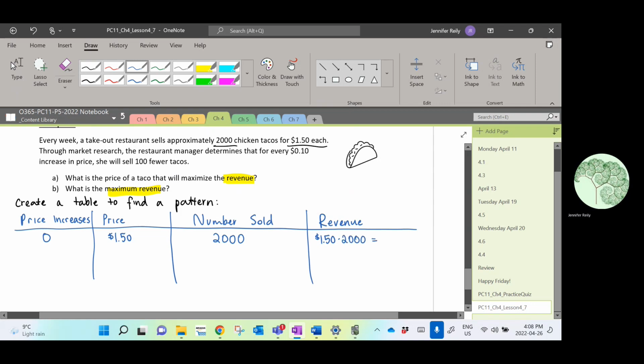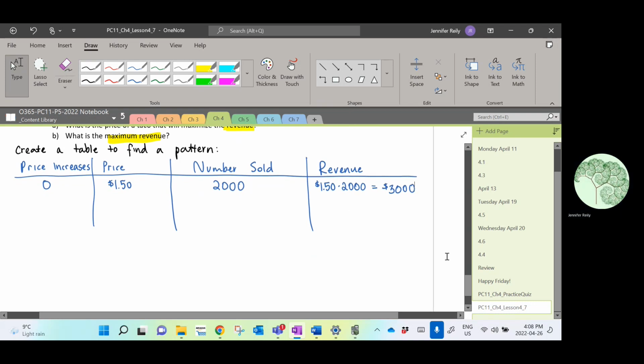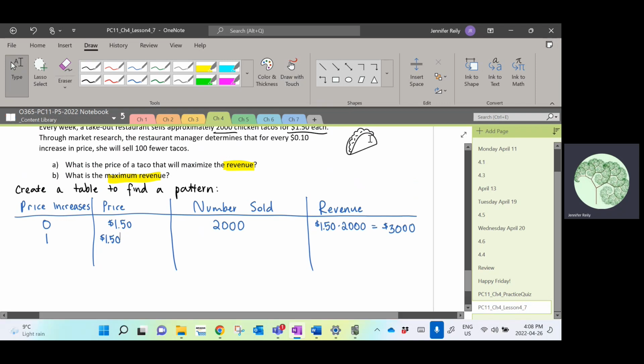2,000. And you get $3,000 in revenue. So each week, this takeout restaurant is earning $3,000 for their taco sales. Now, if we make one price increase, it says in the question that when you increase by 10 cents, so we're going to add one price increase. So 0.10 is 10 cents times 1. So it'll be $1.60 in total.